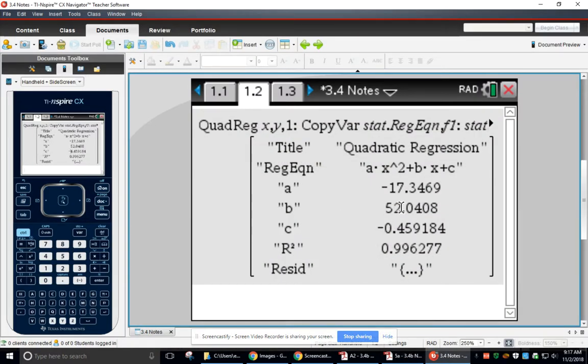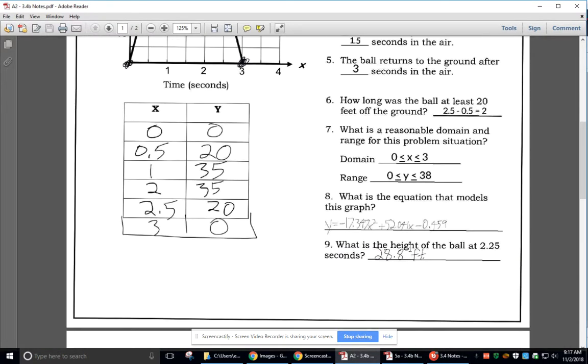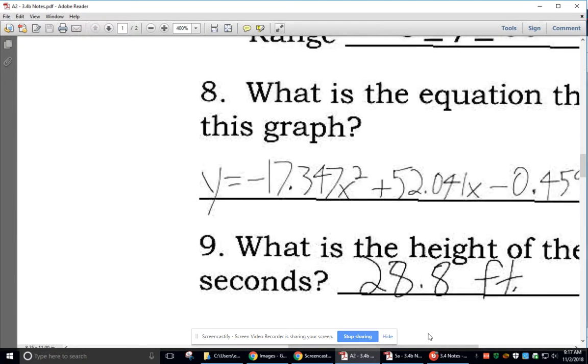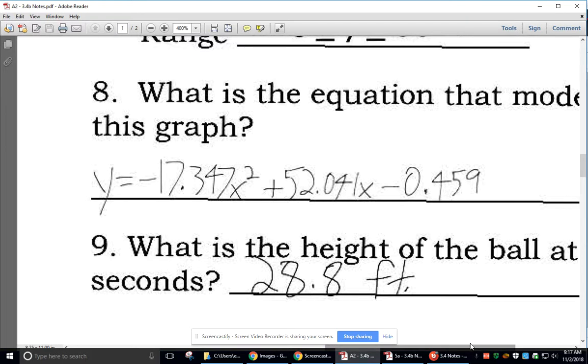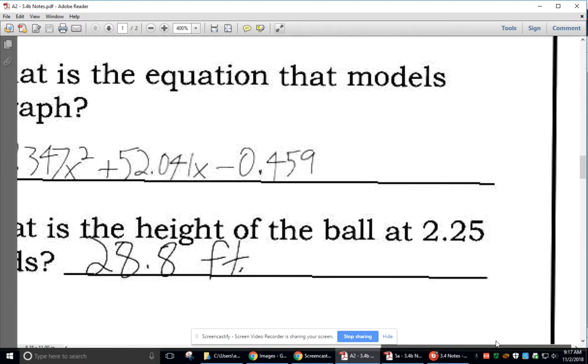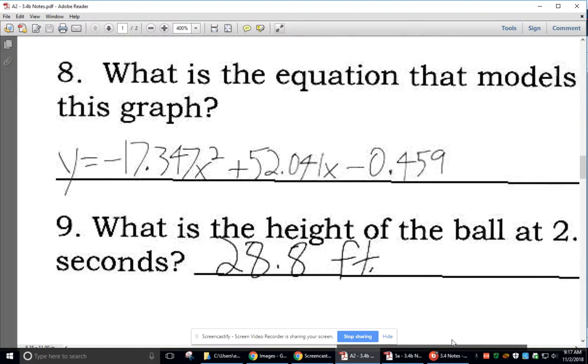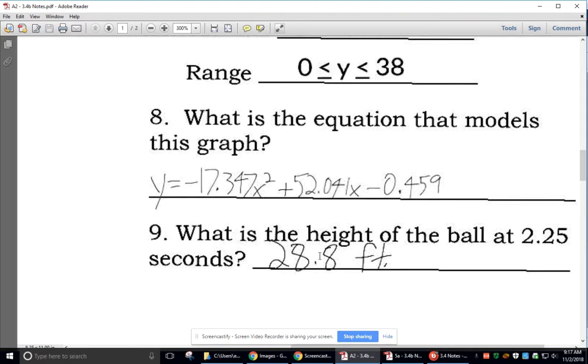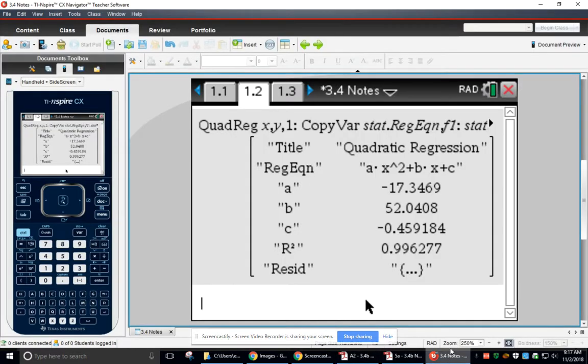So once you get this, round to the nearest like 3 decimal places, and that's what I did here. And so I wrote y equals negative 17.347x squared plus 52.041x minus 0.459. And then to answer the next question, what is the height of the ball at 2.25 seconds? Well, I got 28.8. How did I get that?